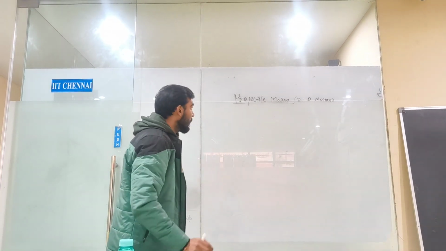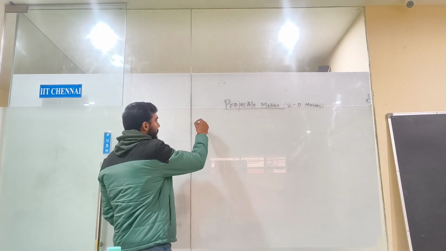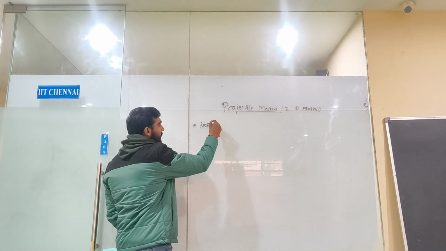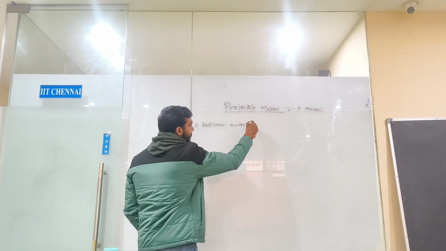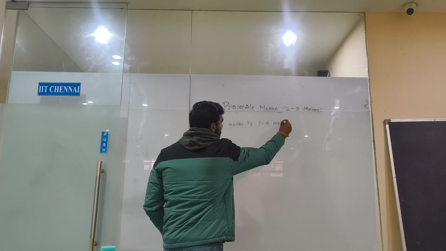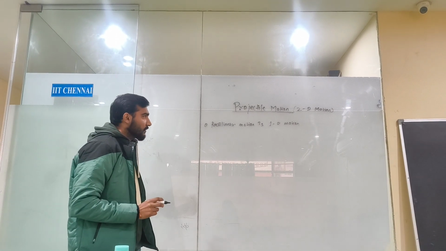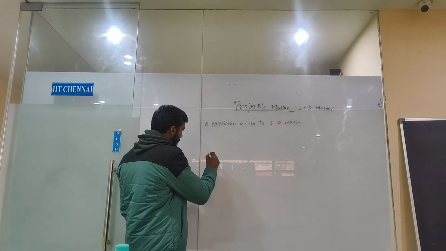So, how can we differentiate projectile from rectilinear? First of all, rectilinear motion is 1D motion. It is a basic difference. It's 1D motion and projectile is a 2D motion. Okay. So let's start with projectile.